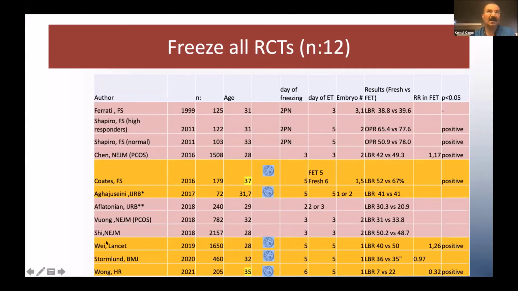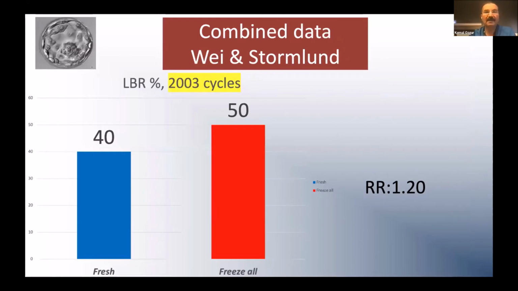And these 2, the Chen and Stormlund studies, are large multi-center studies, one from China and one from Europe. They are published in very prestigious journals, and they have very high numbers. When I combine these 2 studies, it comes to 2,000 randomized cycles. You can see that fresh transfer is 40%, and freeze-all is 50% live birth rate for single embryo transfer. So the relative difference is about 20% higher in freeze-all. So according to the literature, if you are going to blastocyst transfer, freezing the embryo and deferring the transfer provides better results.